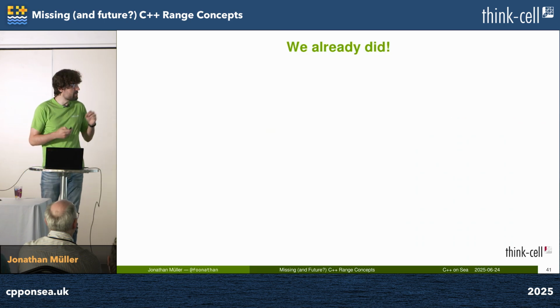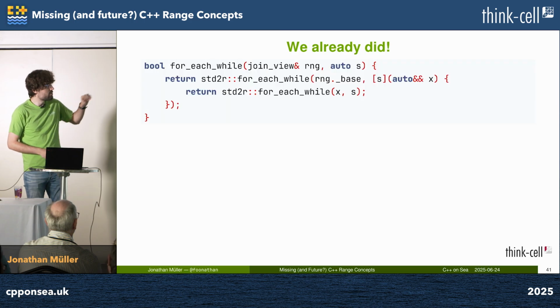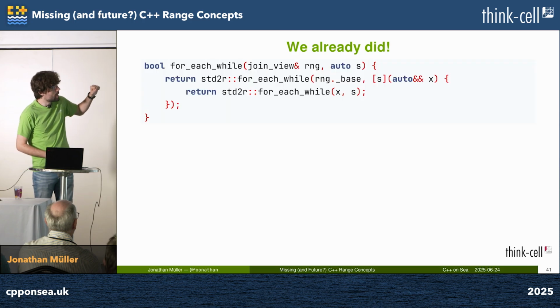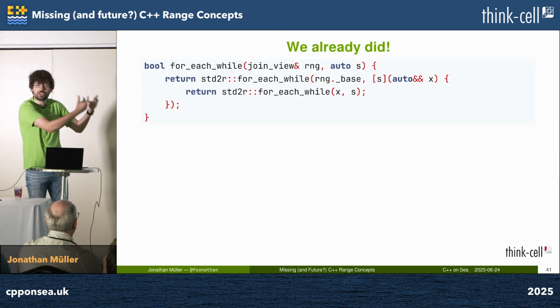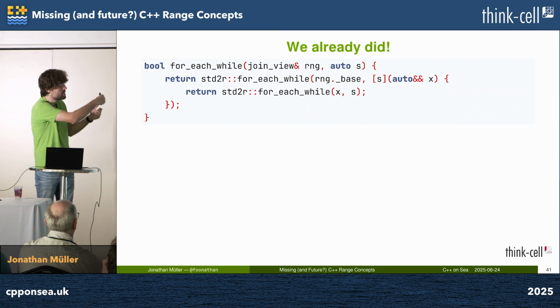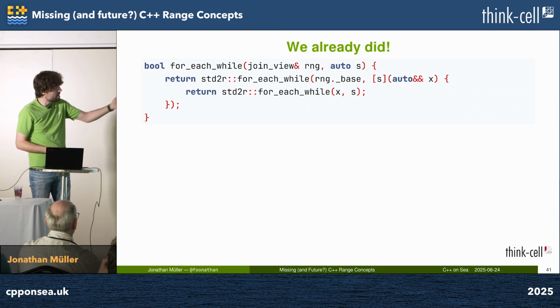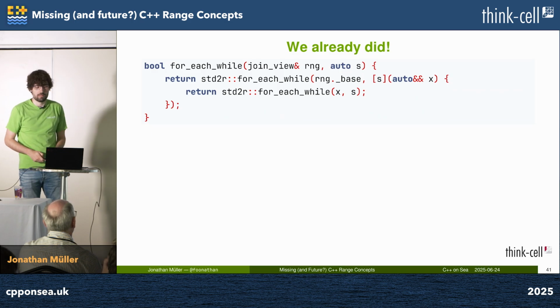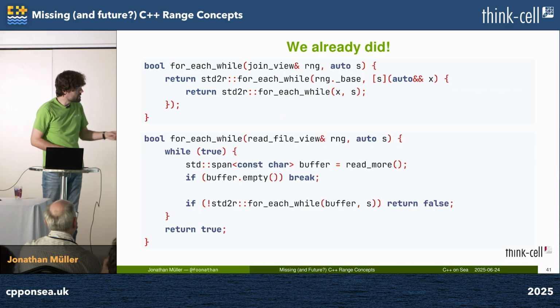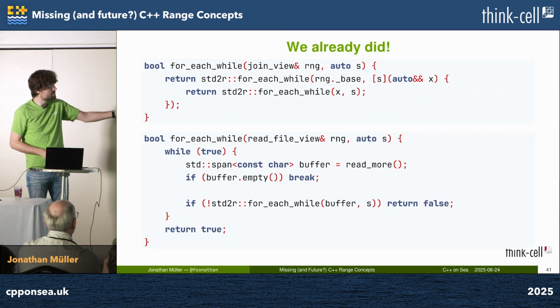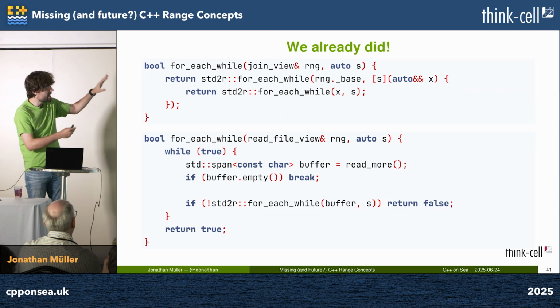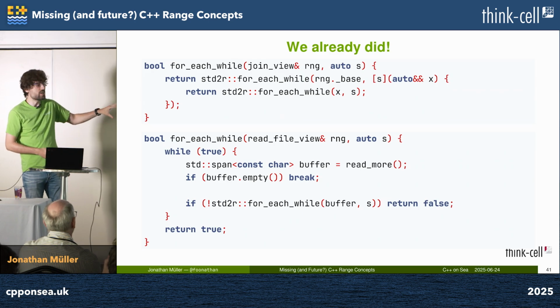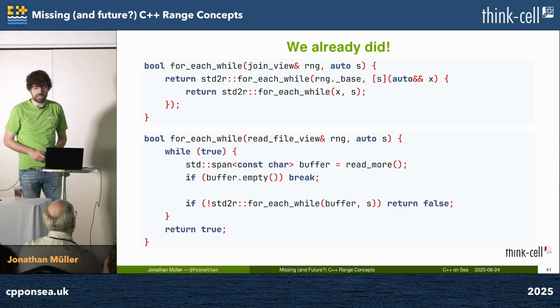We already did that when we customized for each while, right? This is for each while on the join loop. We call for each while on each chunk of the join view. So if we're joining a range of spans, each of those chunks is contiguous, and we're calling for each while on each contiguous chunk. Similarly, on the read file thing, we're calling for each while on each span we're getting from the buffer. So we naturally expressed these contiguous chunks based on the way we customized for each while.